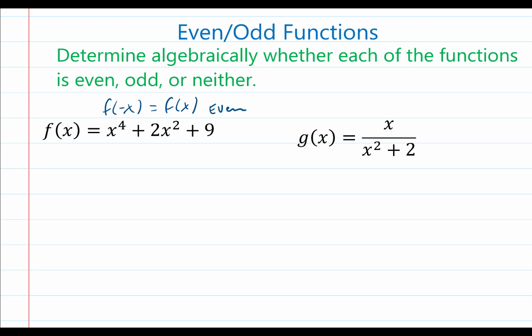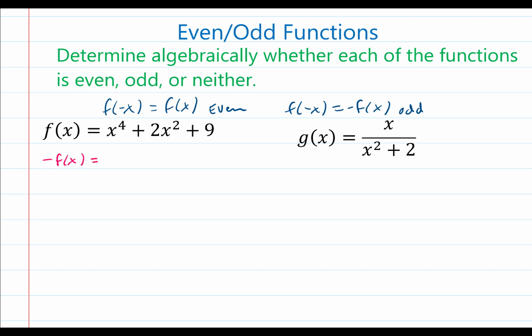For a function to be odd, it means that f of negative x is equal to negative f of x. And so again, if that's true, the function is considered odd. So for each instance, we need to find f of negative x. But first, let's do a quick exercise to make sure that we know how to find negative f of x and what this looks like.